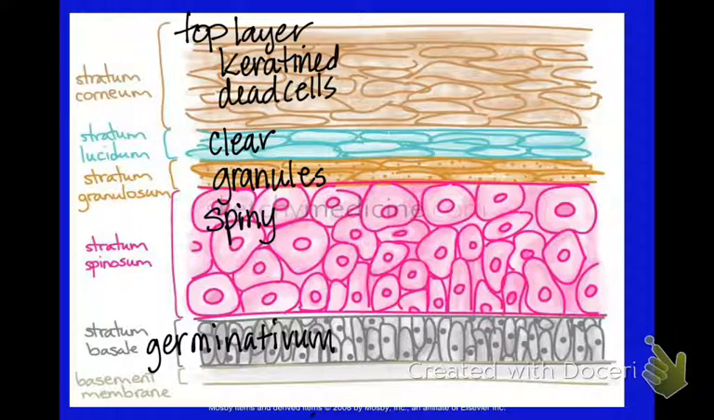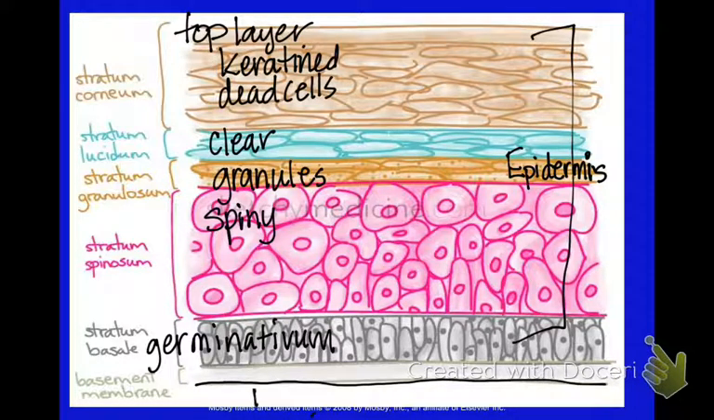Why do we call these stratum? Because it all means layers. So the cornified layer, the lucid layer, the clear layer, the granular layer, the spiny layer, the base layer. All of this is epithelial tissue. It's all epithelium, right? Oh, I'm sorry, not epithelium. Epidermis. Below the basement membrane layer, that's where we would have the dermis.